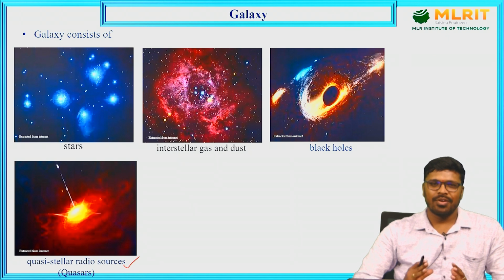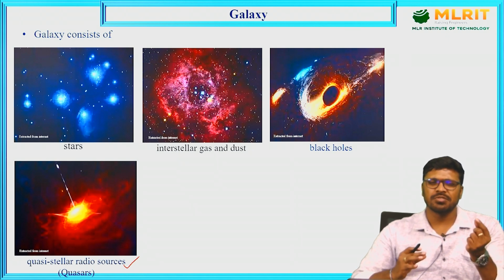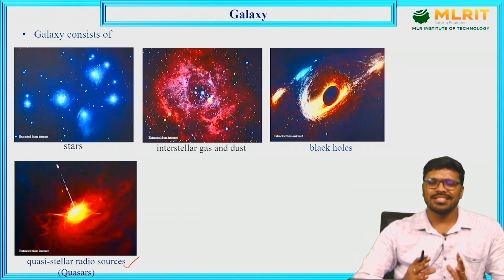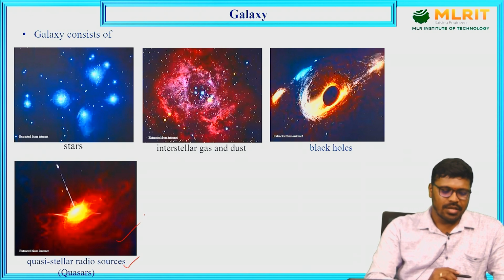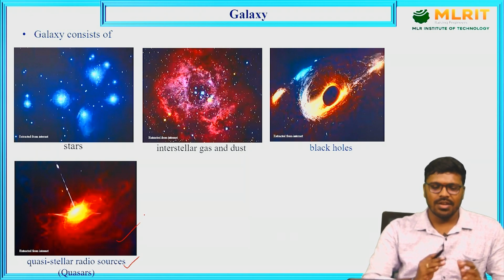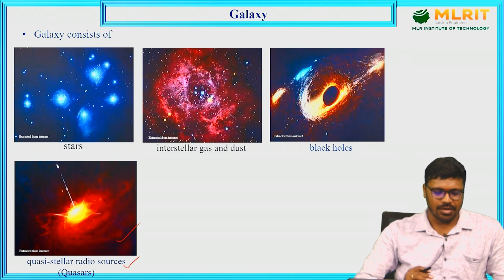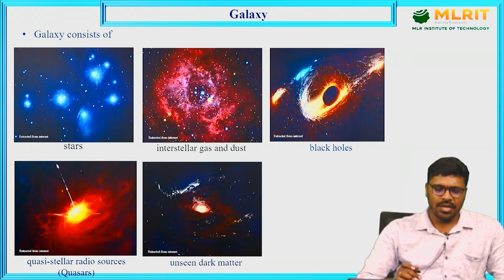So if you have any star and if the size of the star is compressed to a very small particle size, then that is nothing but a quasi-stellar radio source. So this also emits radiation, but the size is very small. Okay, these are quasi-stellar sources, which is almost like a star, but the size is compressed. We can call it a compressed star. And next, unseen dark matter.